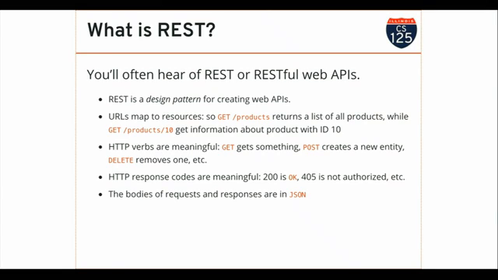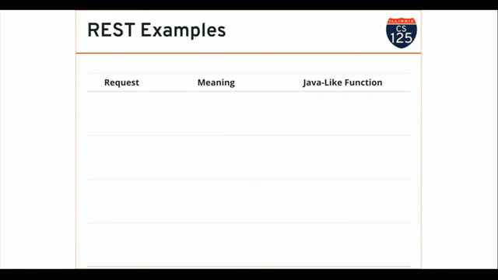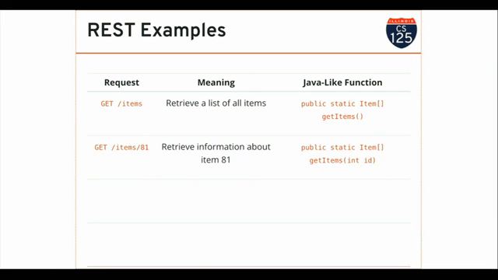Typically in a REST API, the bodies of the responses are JSON, serialized using the format that we showed you last week. Here's a table with some examples. Again, if I do a get items, this is supposed to retrieve all items. Here's a Java-like function that might do the same thing. It's almost like overloading, where I have two versions of items: one that gives me everything and one that just queries based on an ID.